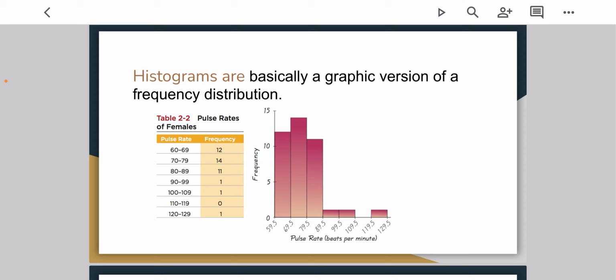Now, if you notice between 109.5 and 119.5, you see a gap. That's because there were zero pulse rates that fell in that region. So if there are any gaps between the bars, that means there was a frequency of 0. Otherwise, the bars touch each other. And so you can easily look at this and see the difference in each region, and you could tell which class had the highest frequency. It's just a lot easier to look at.